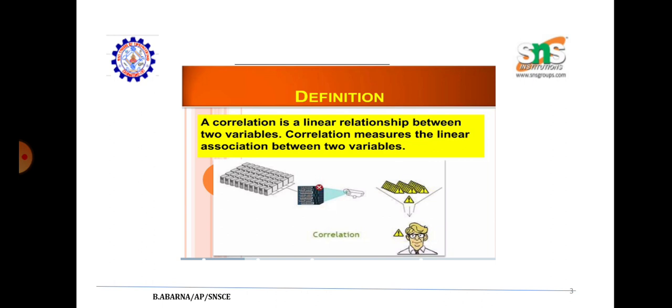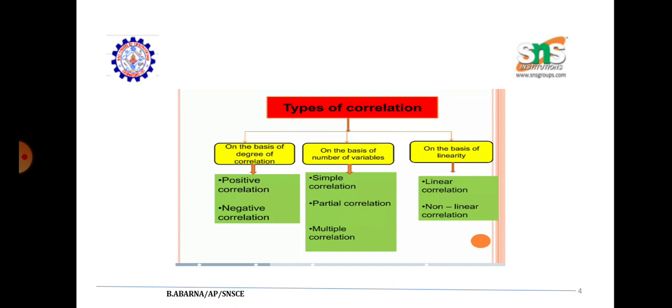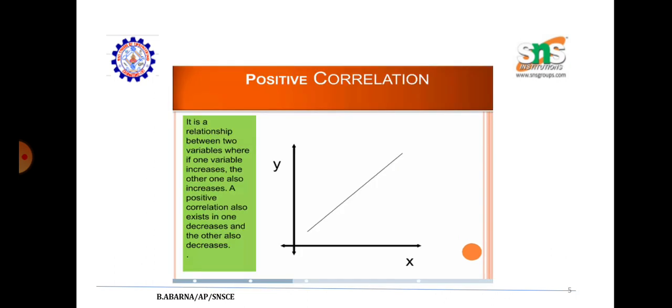Here, one is a triangle-shaped thing, and the other one is a square-shaped thing. The relationship between these two things is the correlation. Next, types of correlation. On the basis of degree of correlation: positive and negative. On the basis of number of variables: simple correlation, partial correlation and multiple correlation. On the basis of linearity: linear correlation and non-linear correlation.